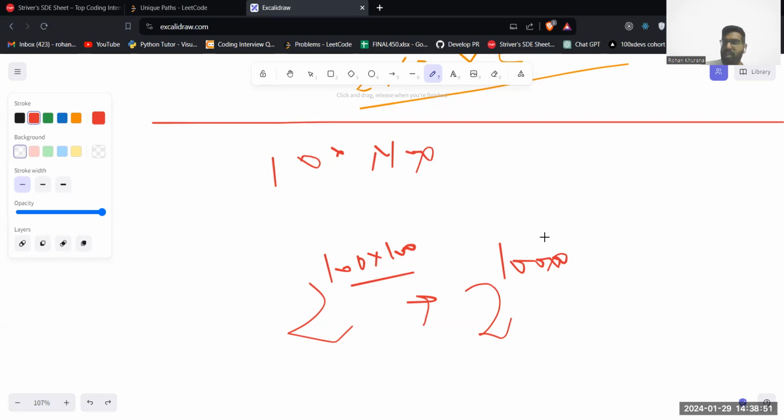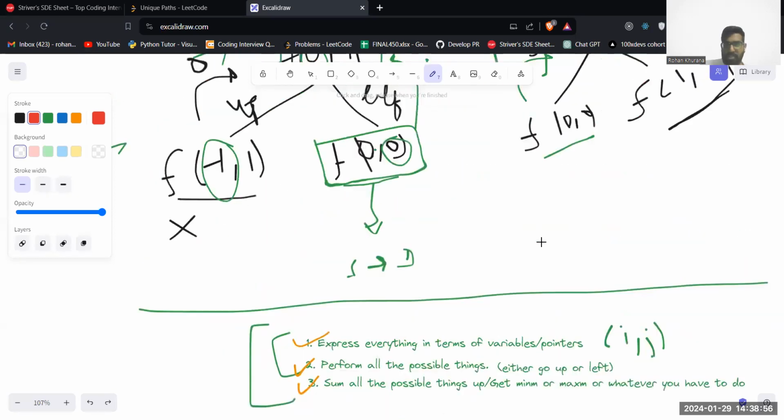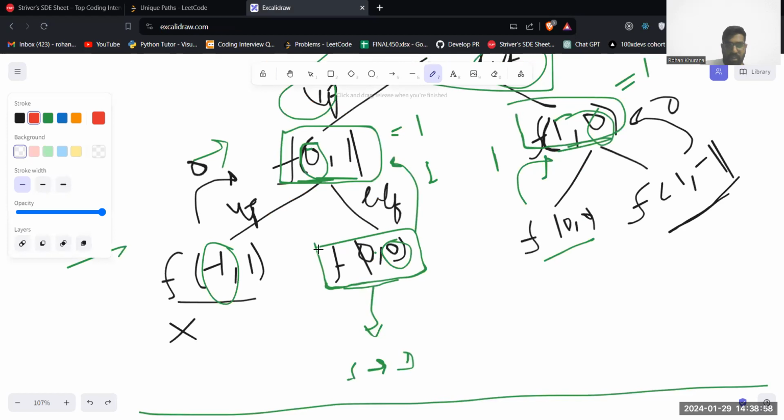Why dynamic programming? There are two things in dynamic programming. One is overlapping solution. Now what is overlapping?